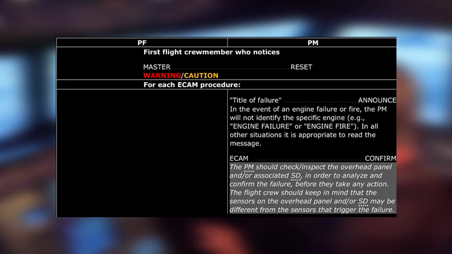The first flight crew member who notices the failure pushes the master warning or caution push button in order to get rid of the oral and visual attention getters. After that, pilot monitoring announces the title of the failure. Before any action is taken, the pilot monitoring inspects the overhead and the associated systems display pages in order to confirm the state of the aircraft matches the failure message displayed.